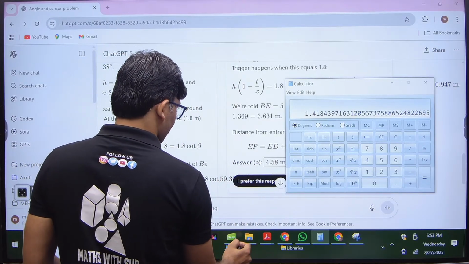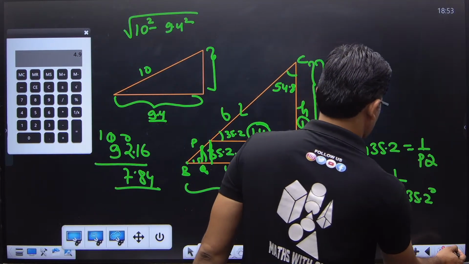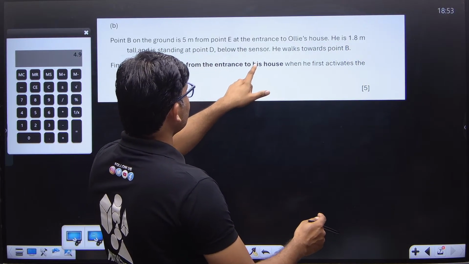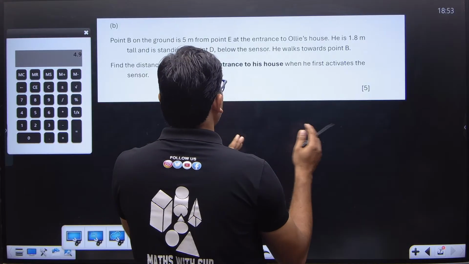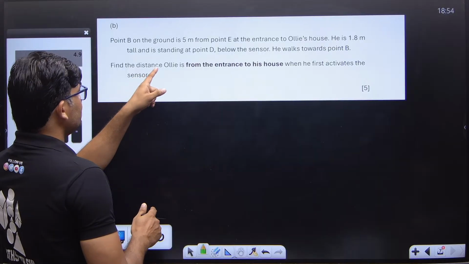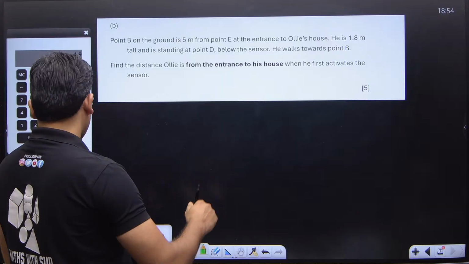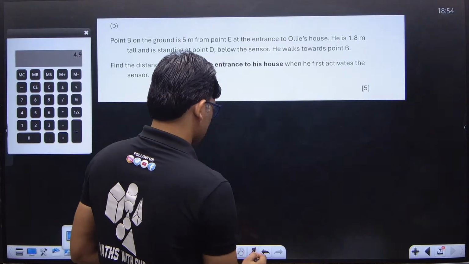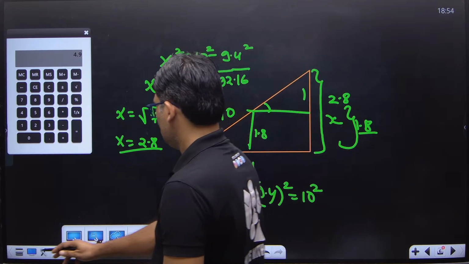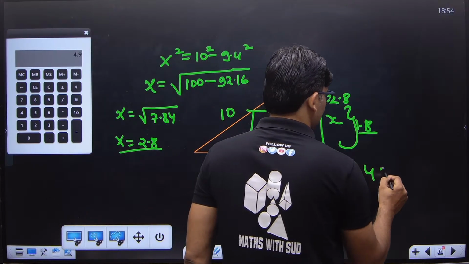Where was the question? Wait. The question asks, find the distance Oli is from the entrance to his house, from the entrance to his house when he first activates the sensor. So what we got is, how much value we got? 1.418 or 1.42 meter. Let us say it is 1.42 meter.